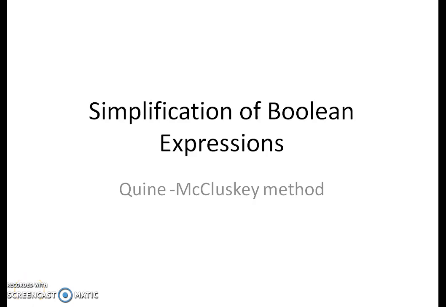Good morning everyone. In the previous class, I discussed how to simplify Boolean expressions using K-maps. But we could use K-maps only up to 4 variables. When the number of variables exceeds 4, it is difficult for us to use K-maps for simplification. So we are going to use one more method called the Quine-McCluskey method.